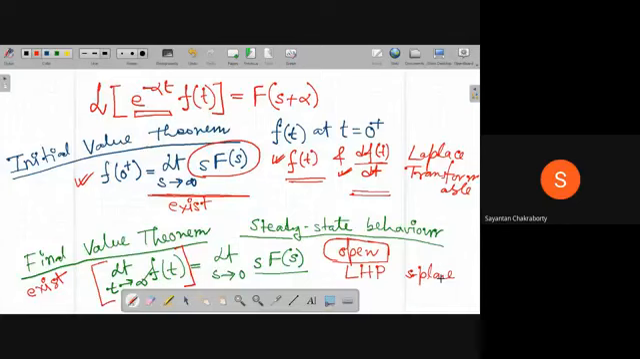So, it will only be applicable if the roots of the characteristic equation or the poles of the system lie in the left half plane, right? So, that's fine. Let us now proceed.